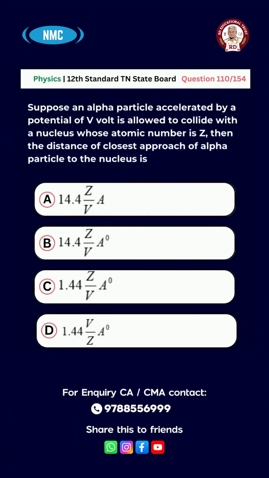Question number 110. Suppose an alpha particle accelerated by a potential of V volt is allowed to collide with a nucleus whose atomic number is Z. Then the distance of closest approach of the alpha particle to the nucleus is: option A, 14.4 Z by V; B, 14.4 Z by V angstrom; C, 1.44 Z by V angstrom; D, 1.44 V by Z angstrom. The right answer is option B, 14.4 Z by V angstrom.